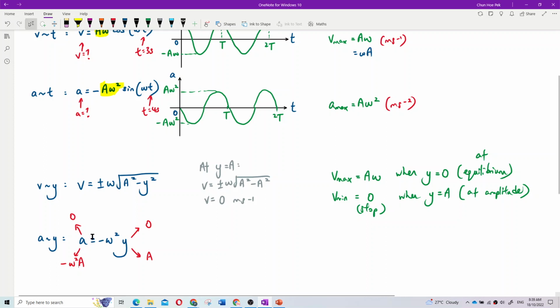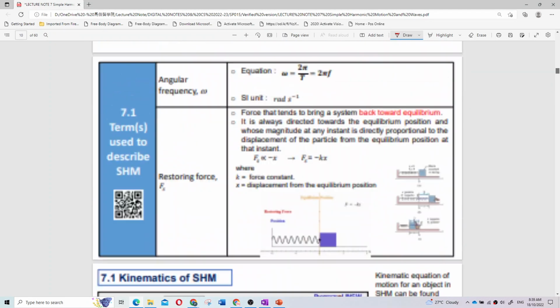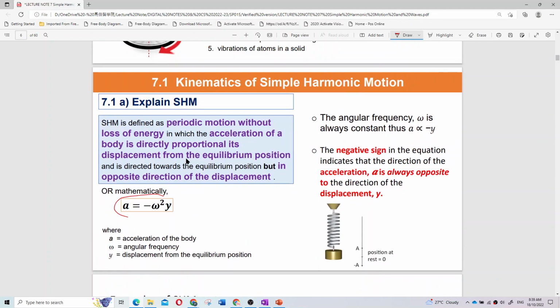So what is this? Do you realize what this is? Do you have any memory of this? This is the most important equation for SHM. See that? That's the meaning of SHM. That's the definition of SHM. Back to what I said before.